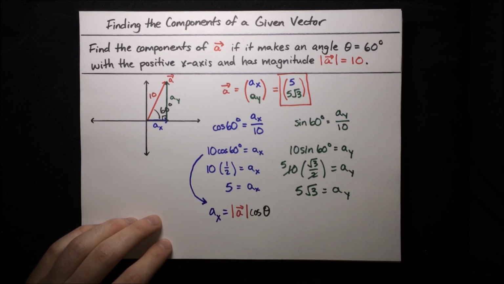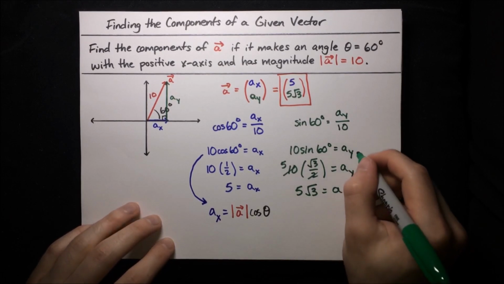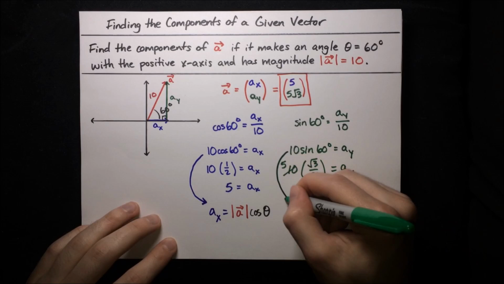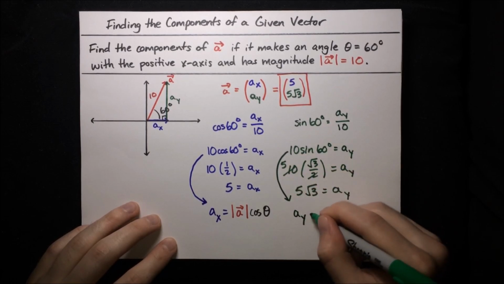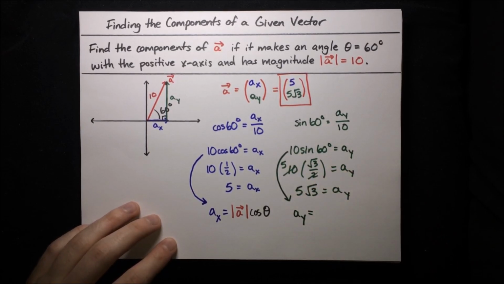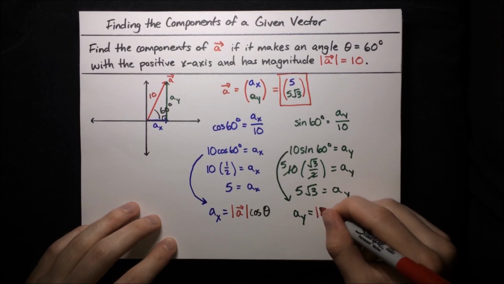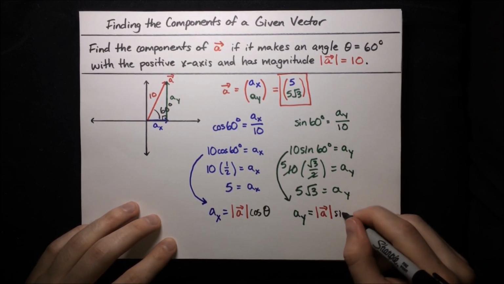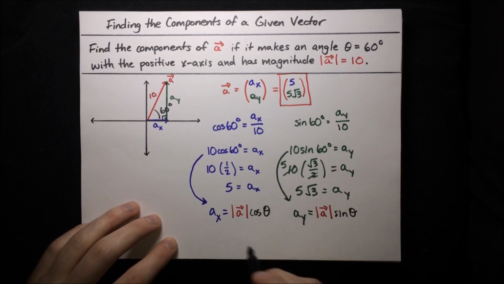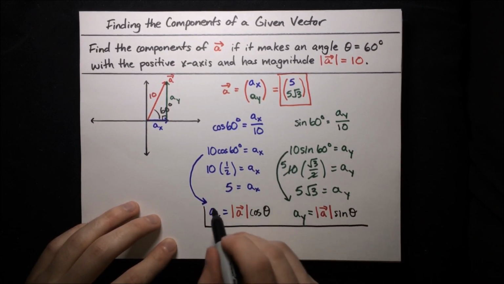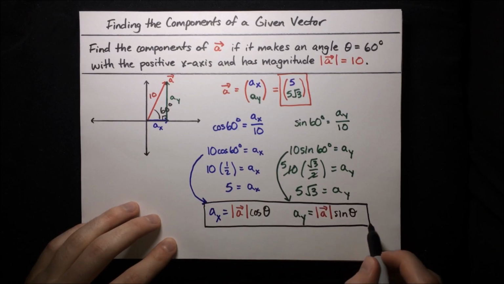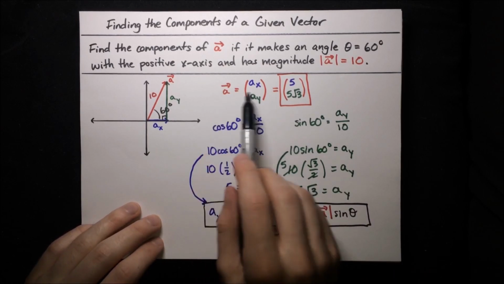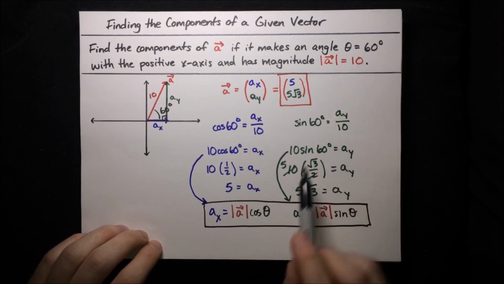All right, and then by the same reasoning for AY here, we can write that AY is equal to magnitude of A times sine of our angle. And there we go. So these are our two formulas that we're going to be using to compute the components of a vector if we're given the magnitude and an angle.